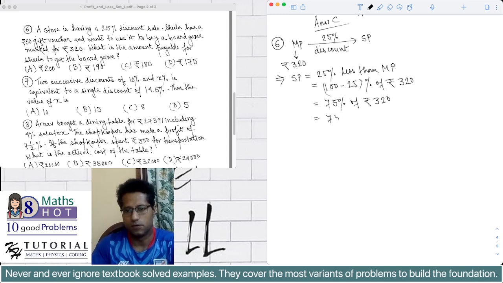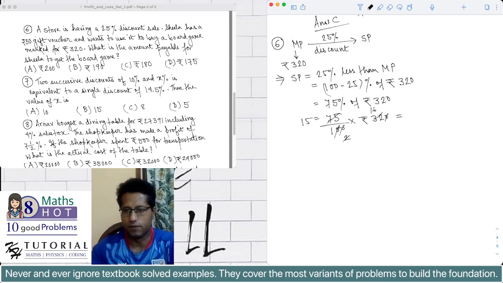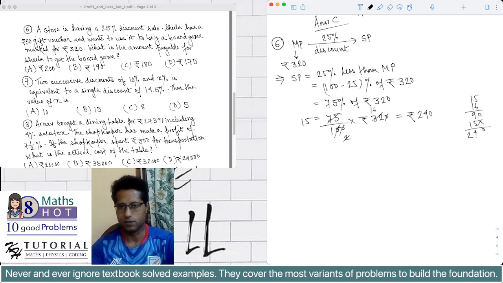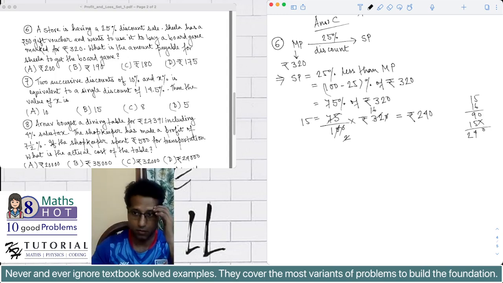This is equal to 75 by 100 multiplied by rupees 320, which simplifies to 16 into 15. What is 15 into 16? That is 240. So this is rupees 240. So the selling price after the discount based on the mark price is coming out to be rupees 240.